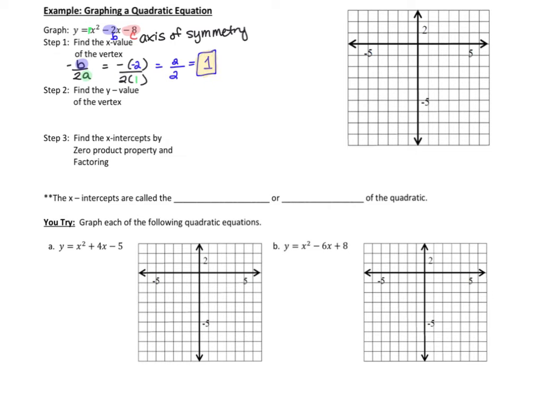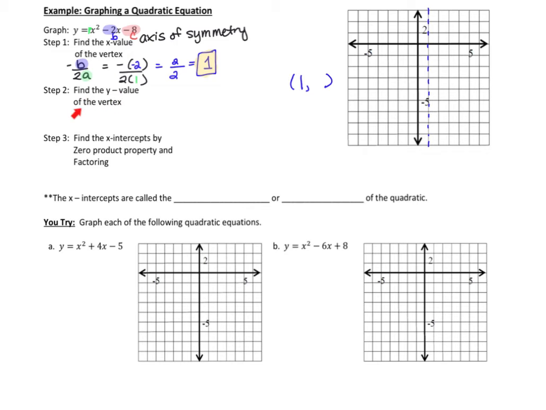So not only is this going to be the x value of my vertex, it's also going to be the axis of symmetry. So remember, quadratic equations or parabolas are symmetrical. So there's going to be a line of symmetry right here where x is equal to 1.